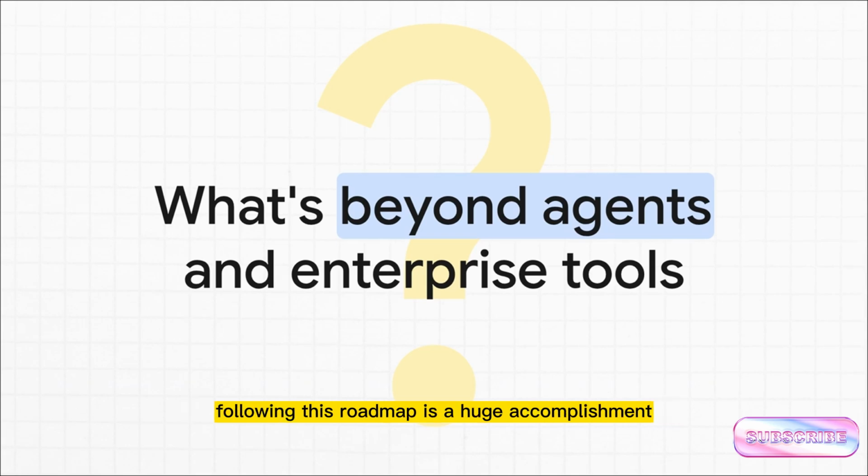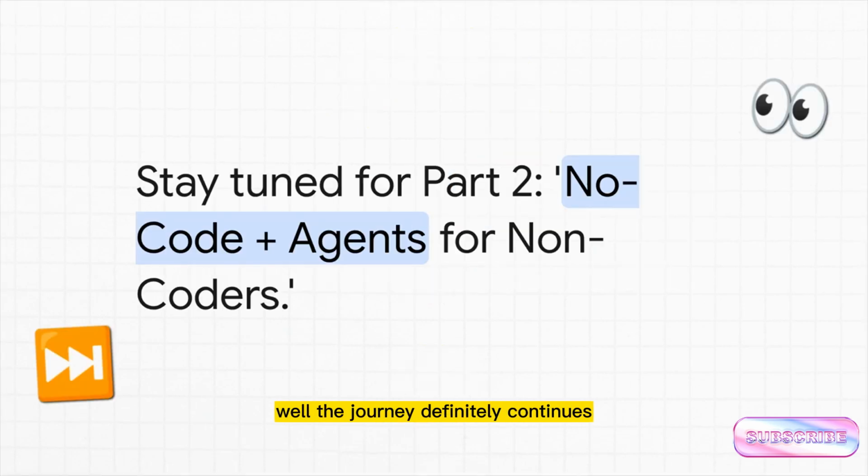Following this roadmap is a huge accomplishment, but you know how tech is. It never stops moving. So you have to ask, what's next? What's beyond even this? Well, the journey definitely continues. The next frontier involves even smarter agents, and what's really fascinating is how we can bring all this power to people who don't code using no-code tools.